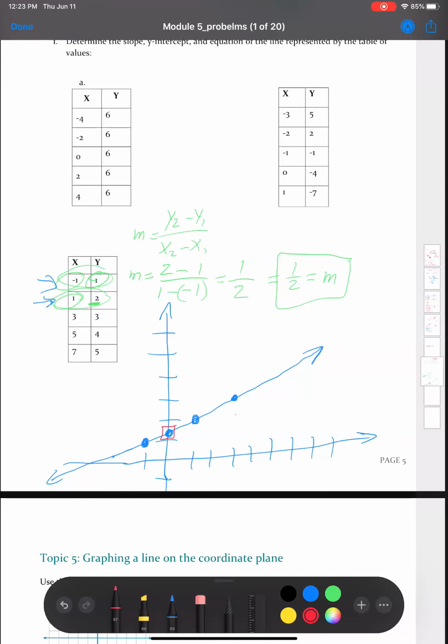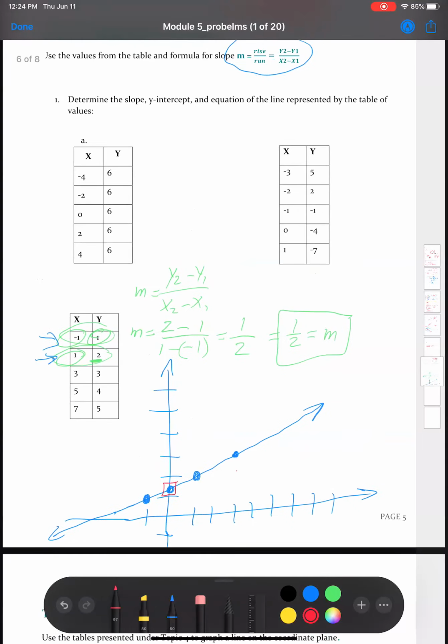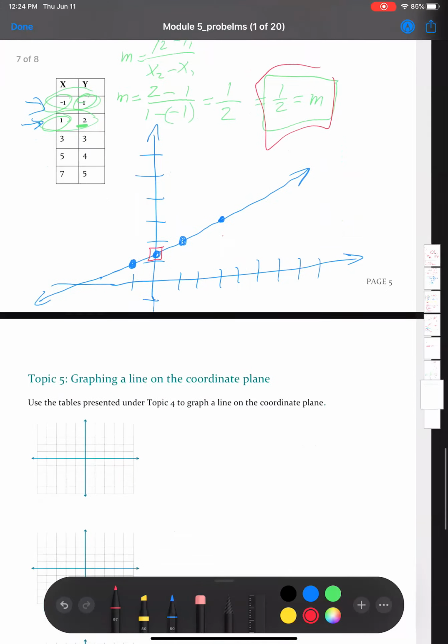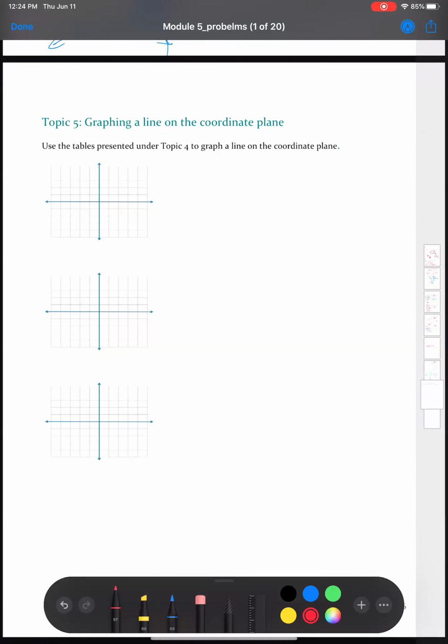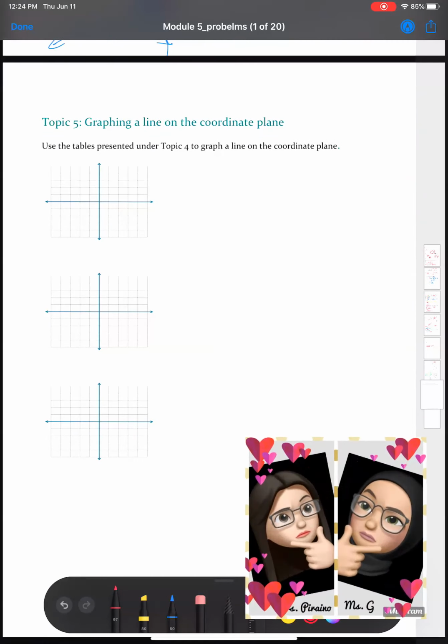But it's kind of between the 2 points, so we can't quite see it just from the graph. The problem is asking you just to find a slope, so you already have the answer right here. So do the same thing for this table and you are done. Then come back for video number 5. We have only 2 more videos and we're done with module 5.